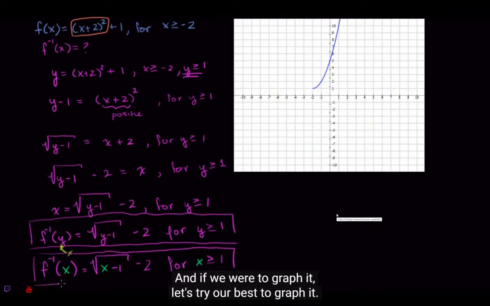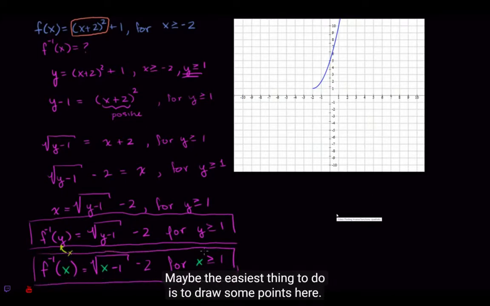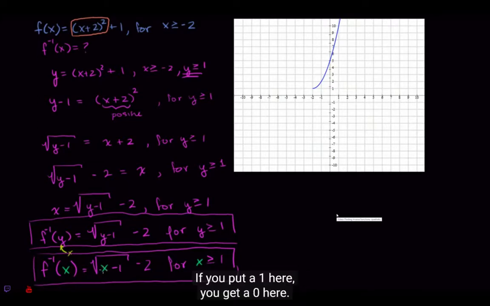And if we were to graph it, let's try our best to graph it. Maybe the easiest thing to do is to draw some points here. So the smallest value x can take on is 1. If you put a 1 here, you get a 0 here. So the point (1, -2) is on our inverse graph. So (1, -2) is right there.